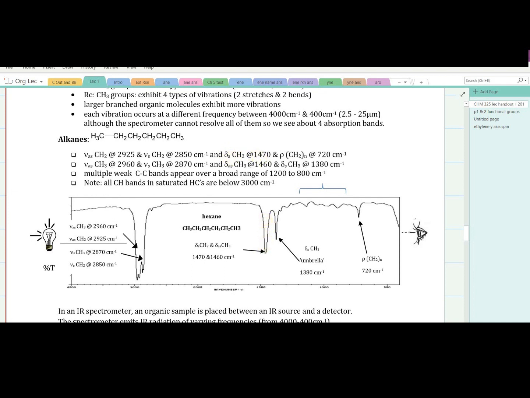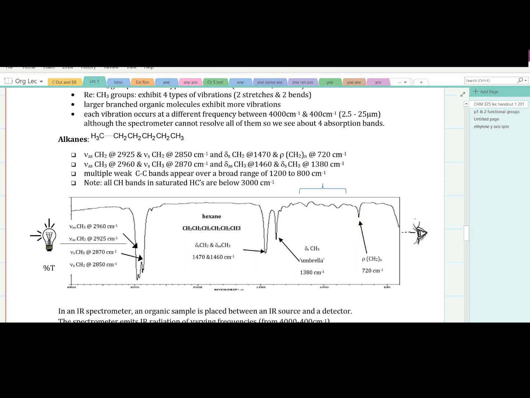And it also has a rocking vibration. It's a type of bend called a rock. The symbol is rho, the Greek letter rho, looks like the density symbol, for methylene groups at 720 down here. Typically you need at least 4 or more in a row in order to be able to distinguish this peak, but it's quite sharp and it grows with the number of methylene groups in sequence.